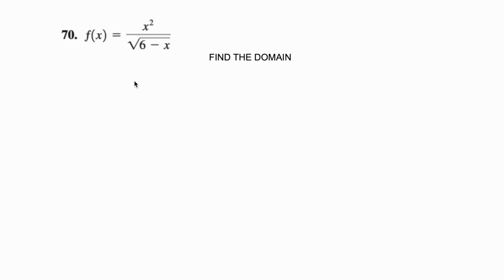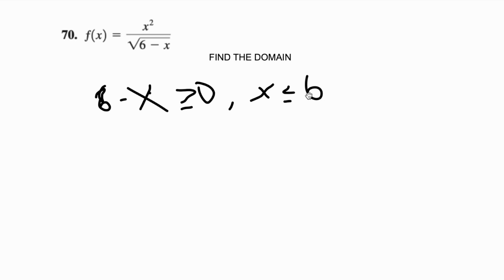So that means 6 minus x has to be greater than or equal to 0 for the definition of a square root, which would mean x is less than or equal to 6.